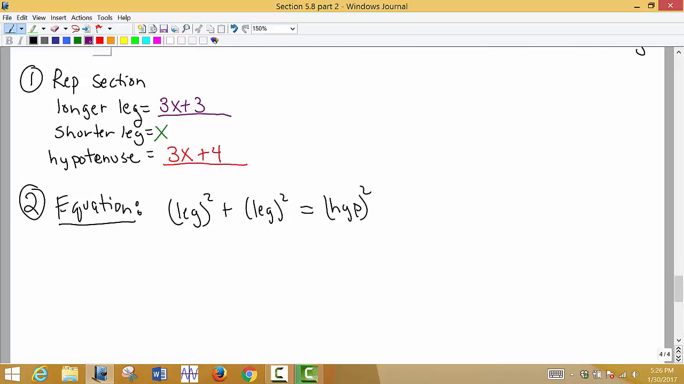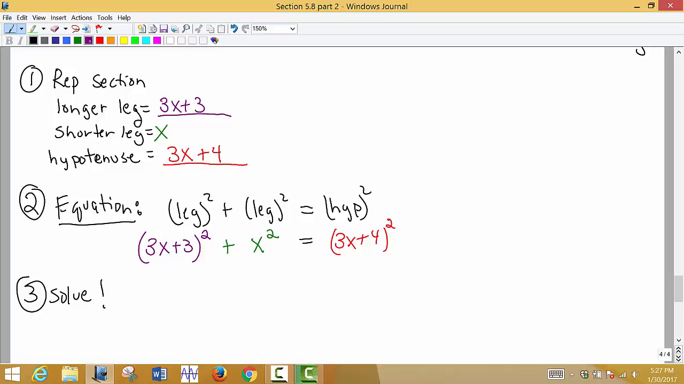So let's plug in the values that we know. Let's take the longer leg as 3x plus 3. Let's take that quantity and square it. Let's take the shorter leg, x, and square it. And this is going to be equal to the length of the hypotenuse, which is 3x plus 4, also squared. Now that we have our equation, we will need to solve it.